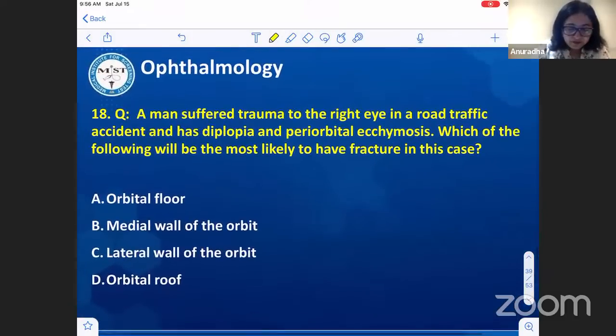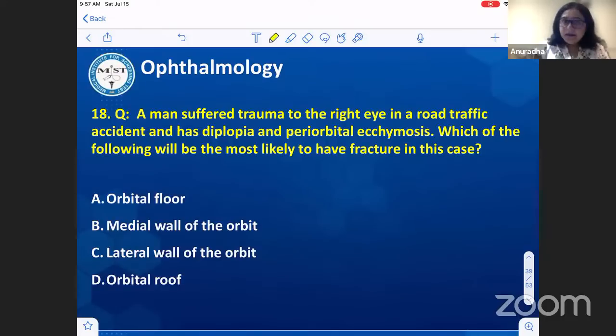Fine. Moving on to the next question. A man suffered trauma to the right eye in a road traffic accident and has diplopia and periorbital ecchymosis. Which of the following is most likely to have a fracture in this case?